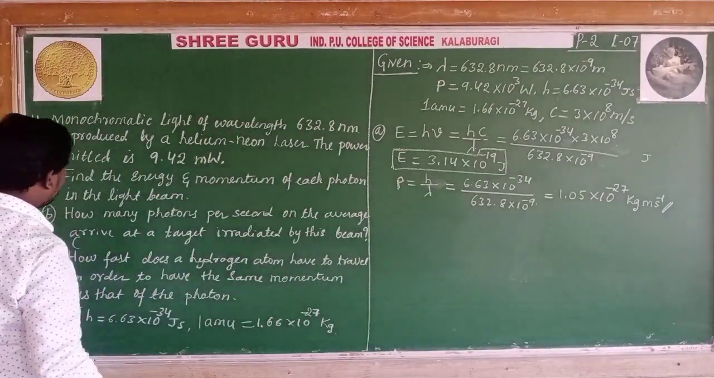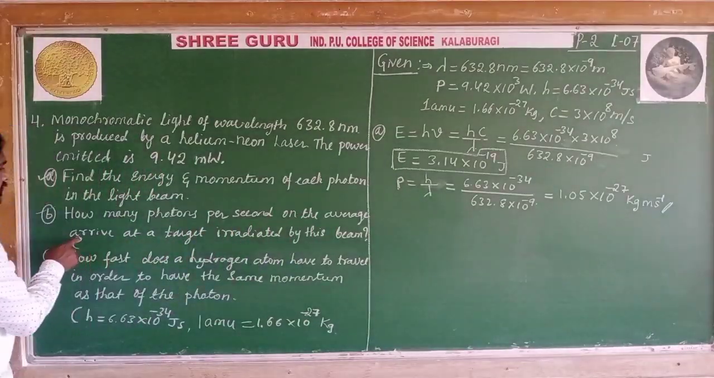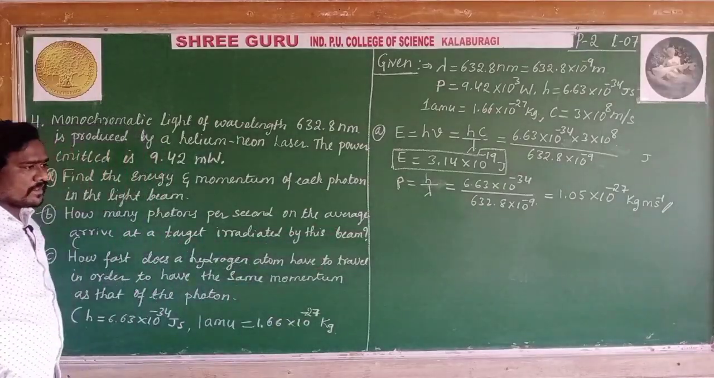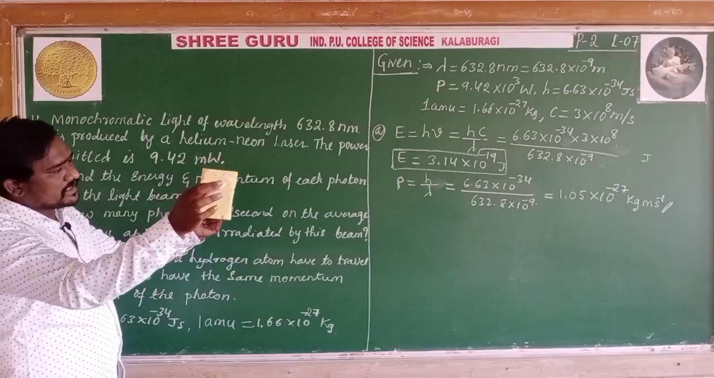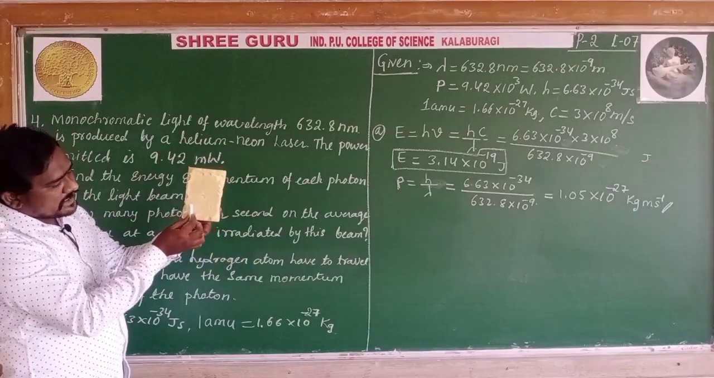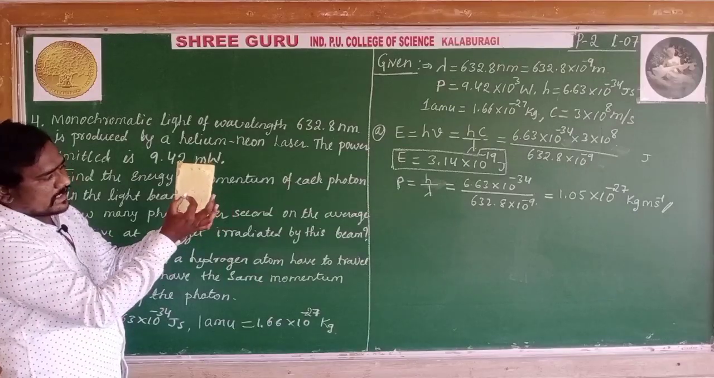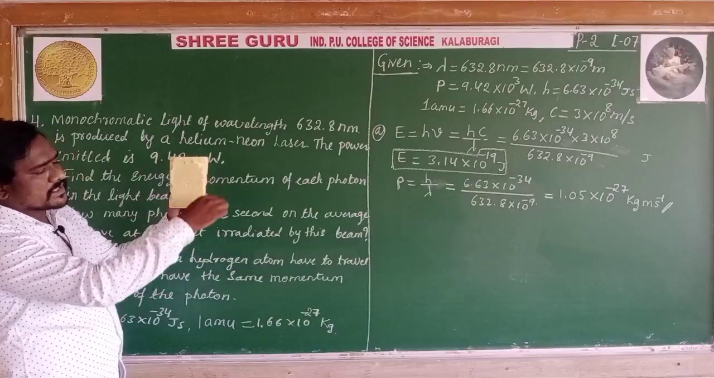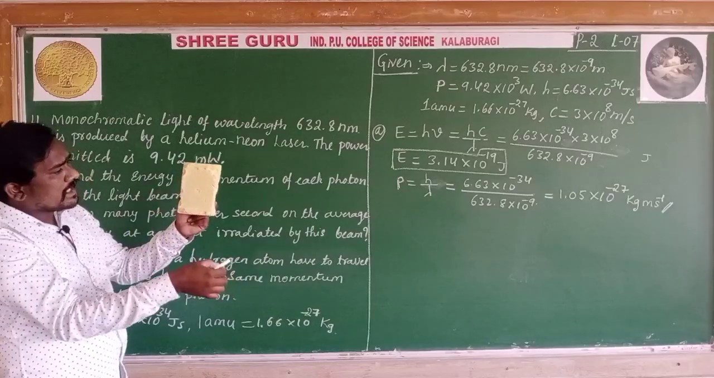Now come to the second one. How many photons per second on the average arrive at a target irradiated by this beam? Irradiate means emitted from that particular area of cross section. From a particular area of cross section, one photon is emitting one electron, another photon is emitting another electron from this particular cross sectional area.